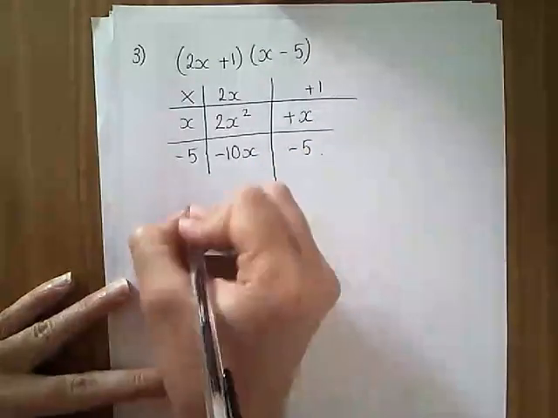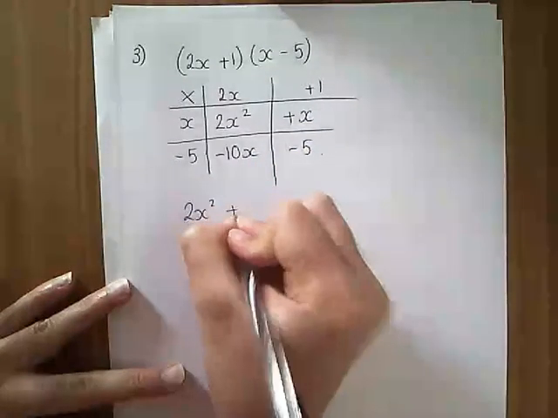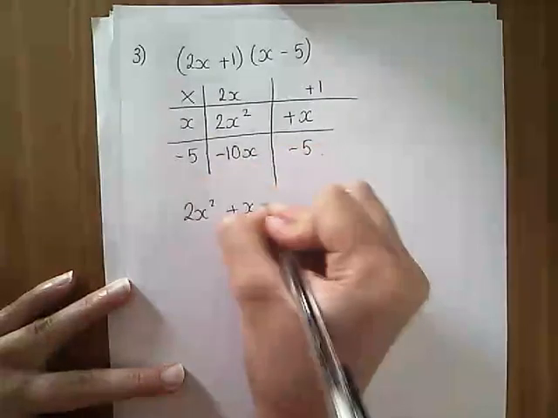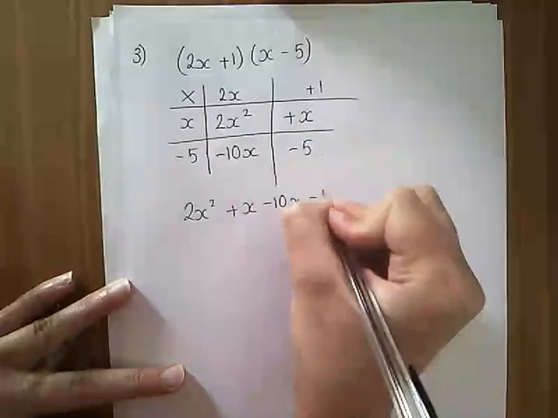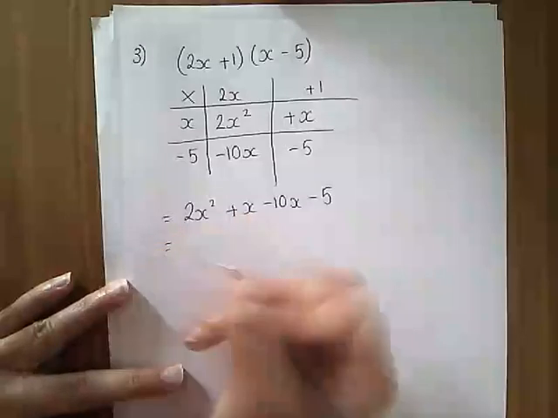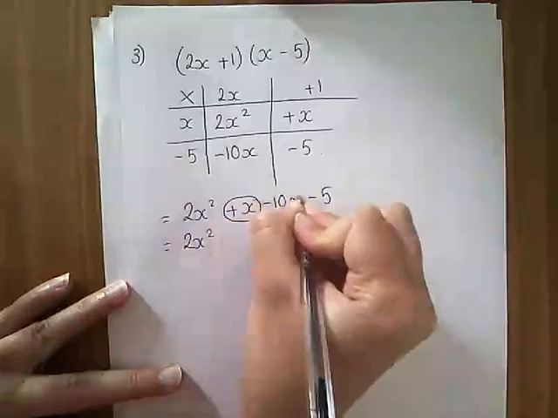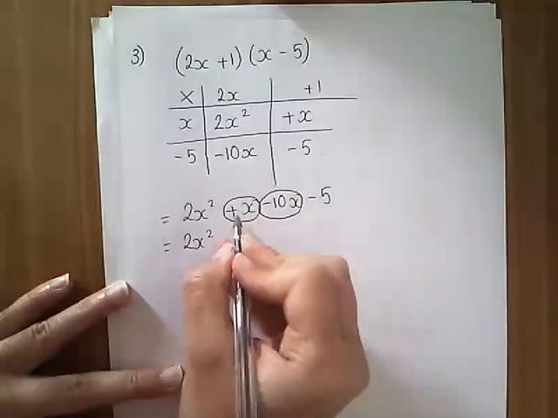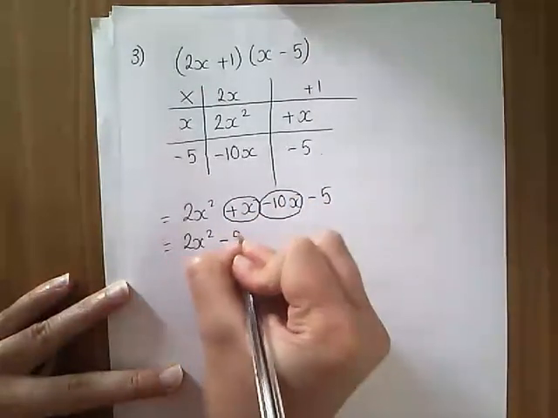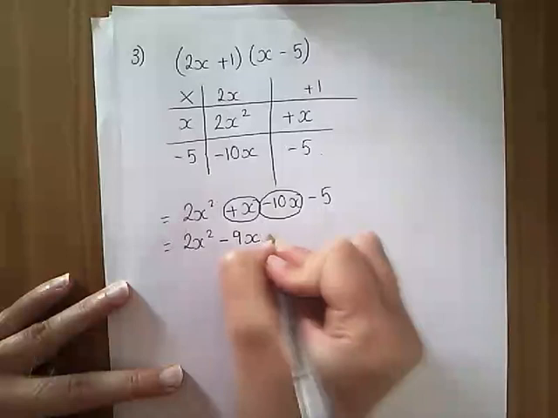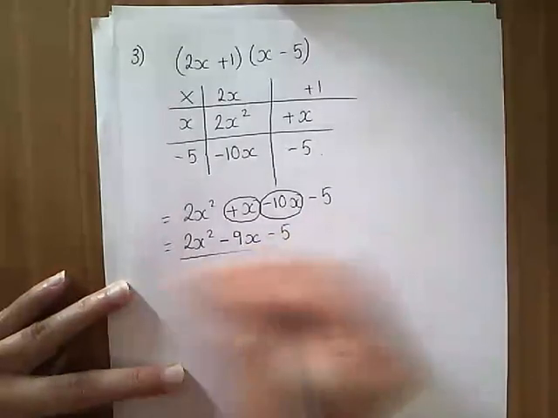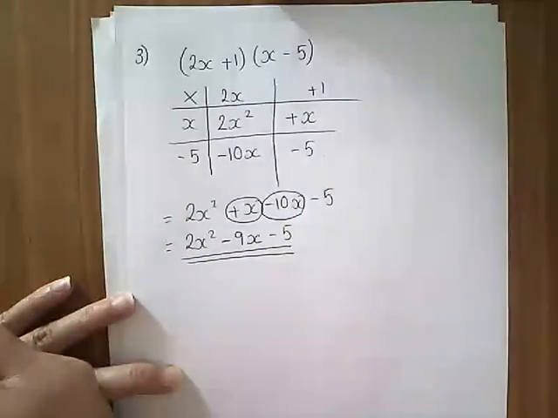Right, let's write it out. So we've got 2x squared plus x, take away 10x, take away 5. And that simplifies to the 2x squared stays on its own. We've got 1x, take away 10x. You're on 1 and you're taking away 10. That will take you to minus 9, so minus 9x, minus 5 on the end. Okay, last example, we're going to do one with 2 negatives.